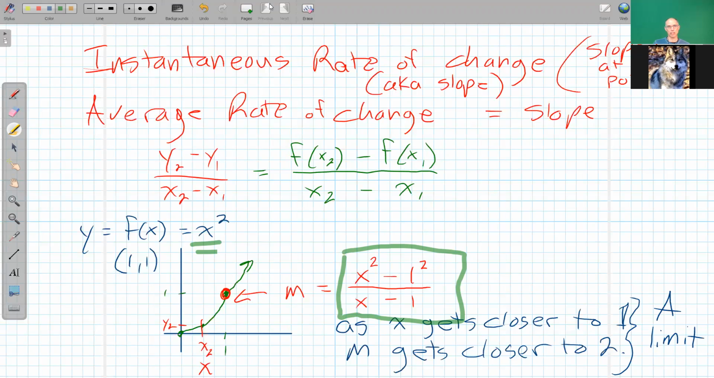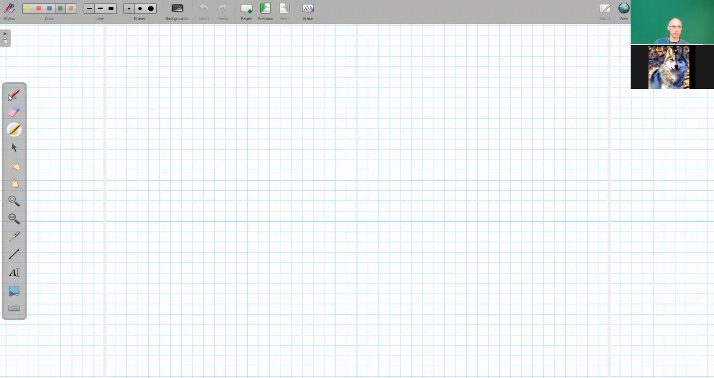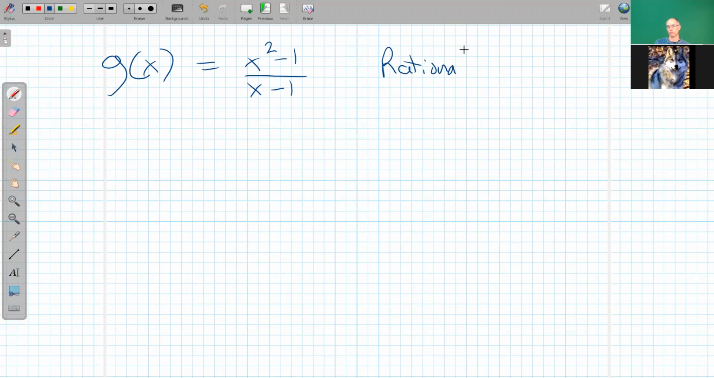Right? If I looked at that all on its own, suppose I said, hey, let's check out the function g of x equals x squared minus 1 over x minus 1. You studied functions like this in college algebra. This is a rational function, right? Does anybody remember how to determine the domain of a rational function?